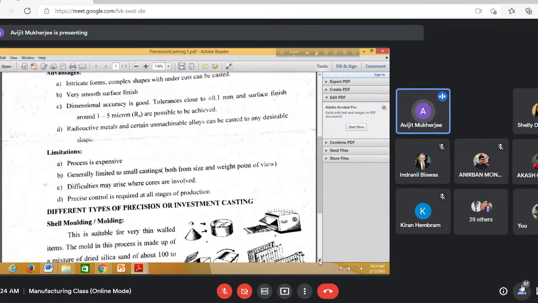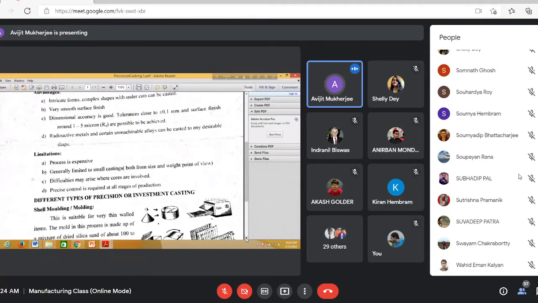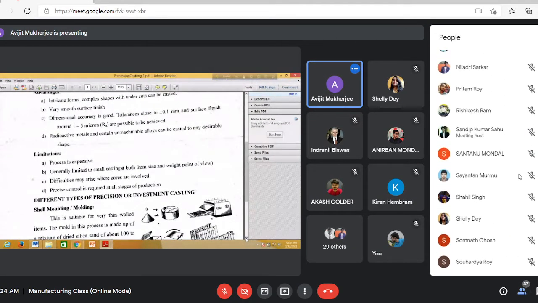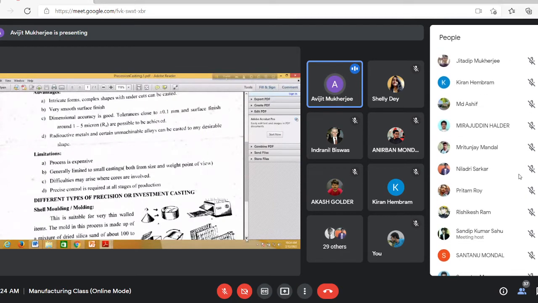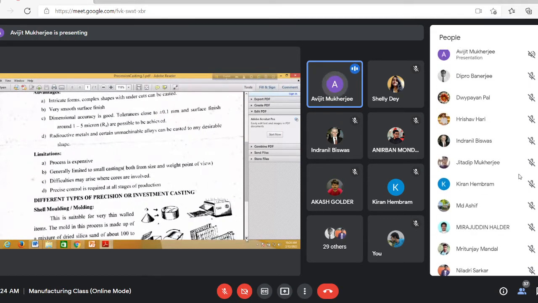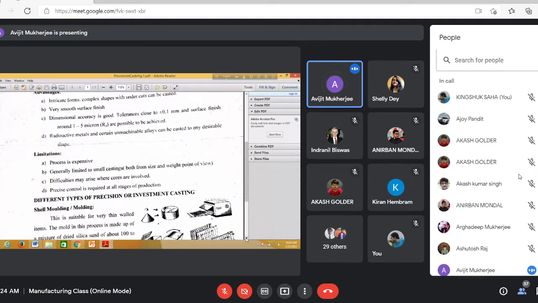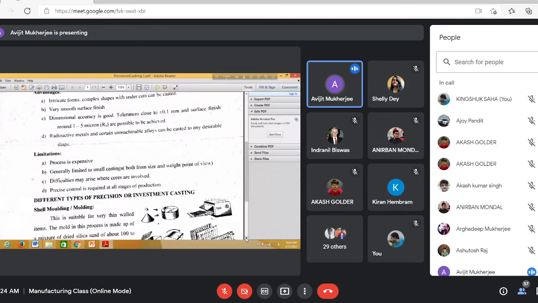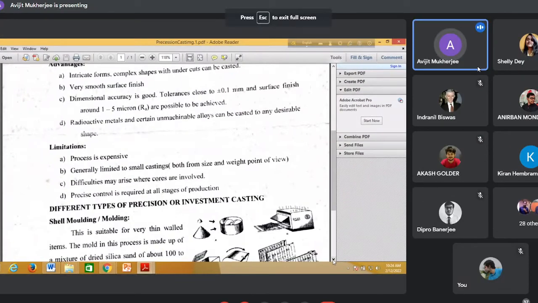Okay, so this process is difficult to be applied, particularly where cores are involved. And in all the stages, very precise control is required. That is, the manpower skill requirement is very high. So all these involve cost. So this is a costly process. Now again, precision or investment casting, this is a technique where I have defined what is precision and investment casting with its advantages and limitations.